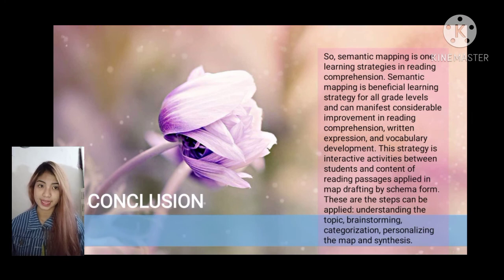So, the conclusion is, semantic mapping is one learning strategy in reading comprehension. Semantic mapping is a beneficial learning strategy for all grade levels and can manifest considerable improvement in reading comprehension, expression, and vocabulary development. This strategy is an interactive activity between students and the content of reading passages, applied in map drafting by schema form. These are the steps that can be applied: understanding topic, brainstorming, categorization, personalizing the map, and the synthesis. That's all from our group.